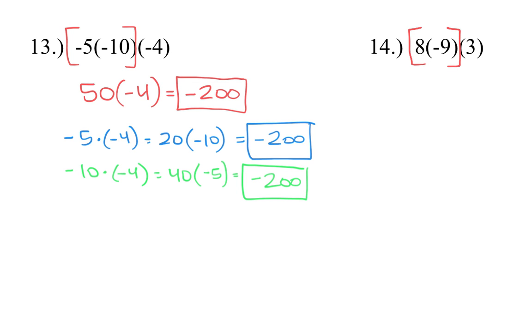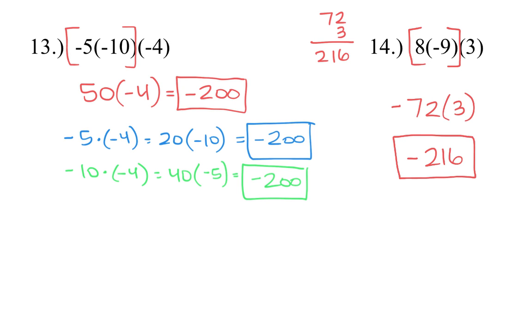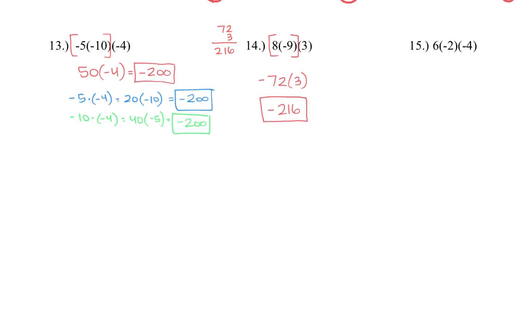So 8 times -9, those are different signs. And so I know my answer is going to be negative, and this would be -72. Then times positive 3. So now I have different signs again. Now 72 times 3, you might need to write out as you multiply there. I get -216. You also could have started with 8 times 3 and gotten 24 and then multiplied that by -9. That would be completely fine as well.